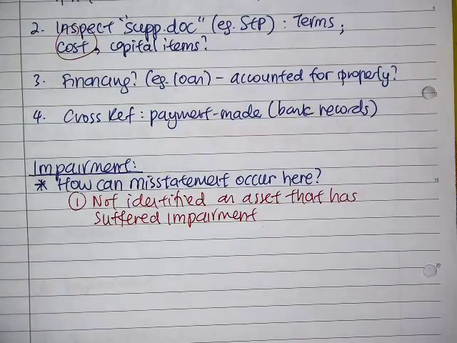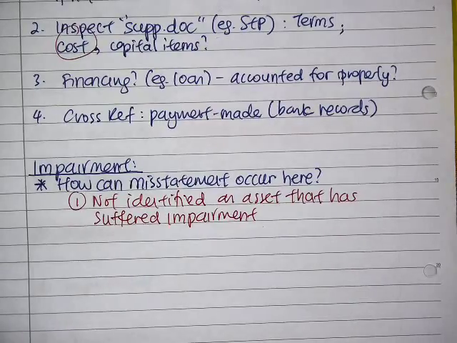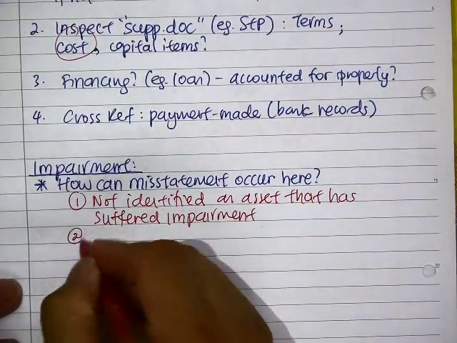If you don't even know, will you review impairment loss? Definitely no, right? Because you only review impairment when an asset has given you the indication. So if you're not even aware of it, then there wouldn't be a review. That means there will be nothing done in the account. Okay, this is one way of how misstatement can occur, because there's nothing done.